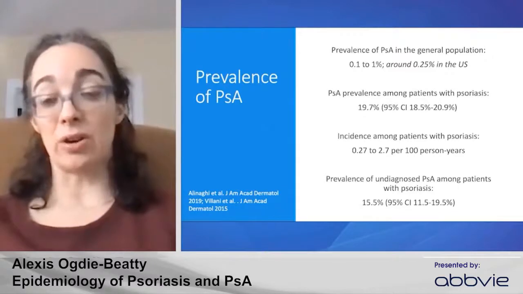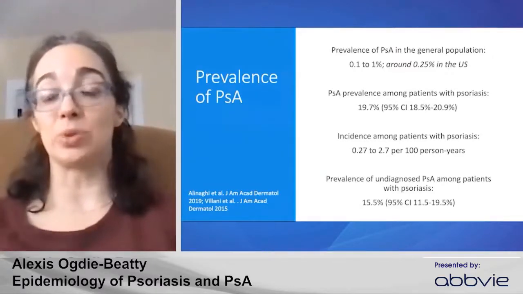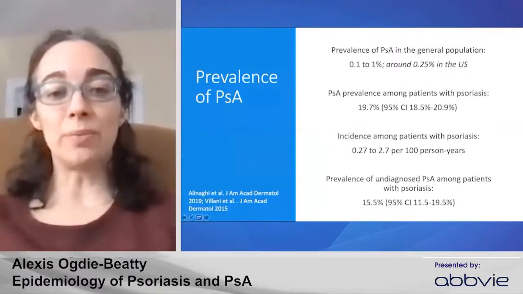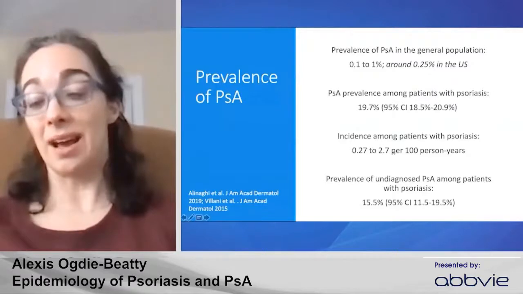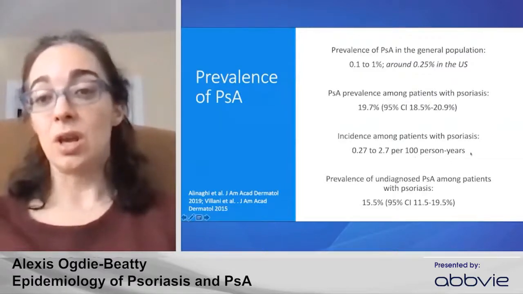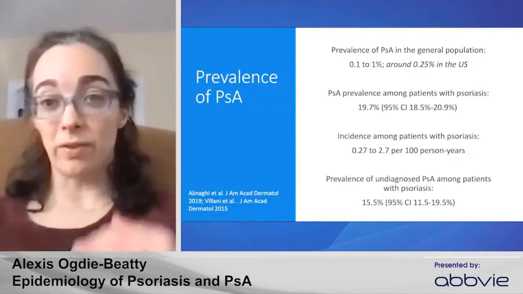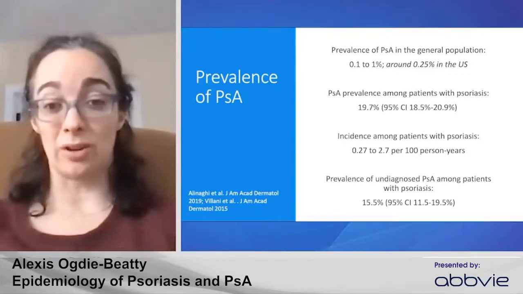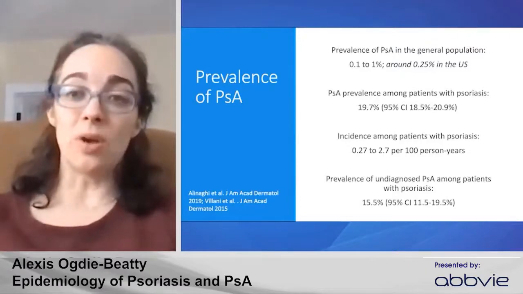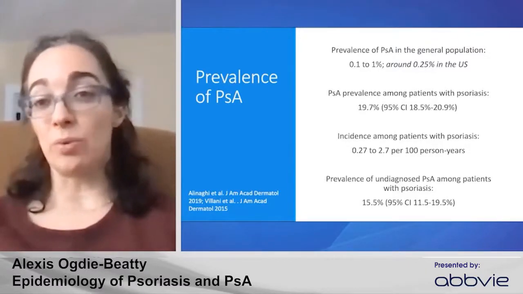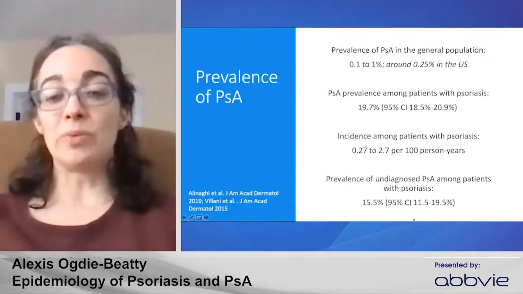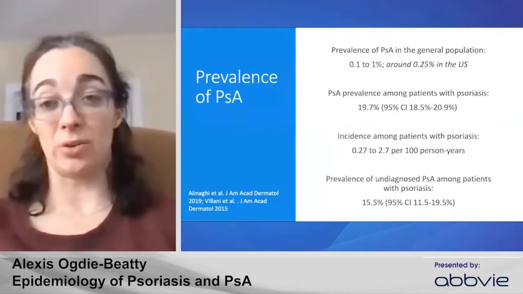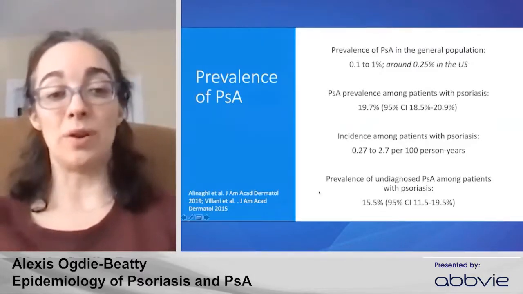The incidence of psoriatic arthritis, so the number of new cases among patients with psoriasis who haven't had a diagnosis of psoriatic arthritis at baseline, varies from 0.27 to 2.7 per 100 patient years. So that means over the course of 1 year, for 100 patients, about 1 to 2 will develop a new diagnosis of psoriatic arthritis. What's interesting, though, is that these estimates are based on diagnosed disease. And what we know from some studies is that about 15% of patients with psoriasis have undiagnosed psoriatic arthritis, so it hasn't yet been recognized or officially diagnosed.